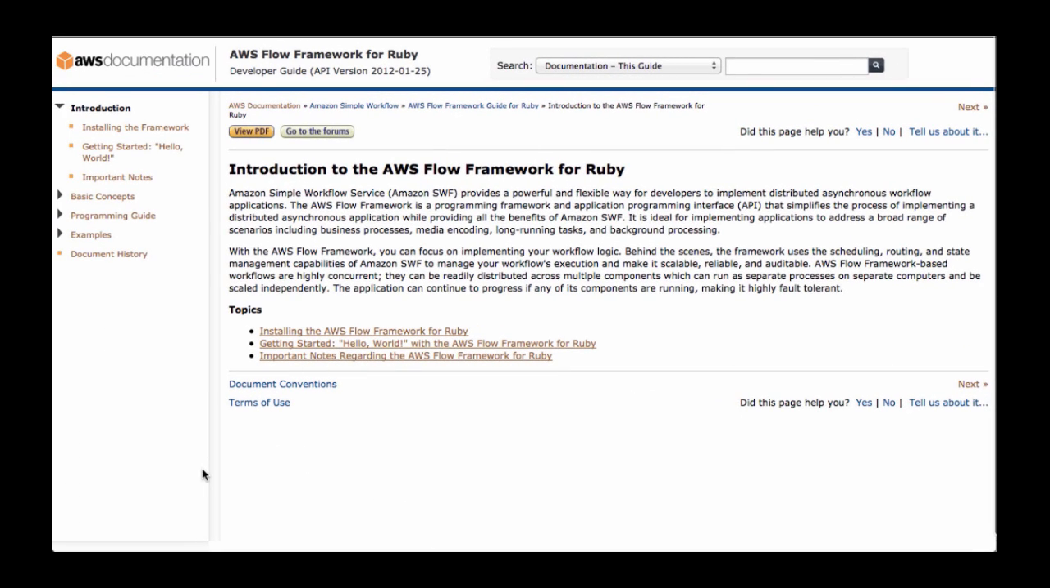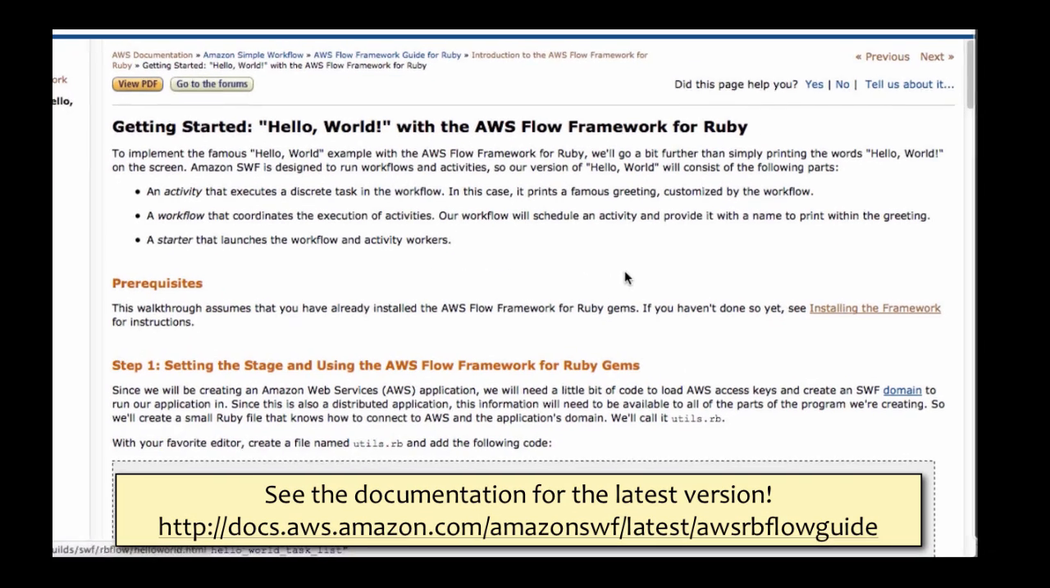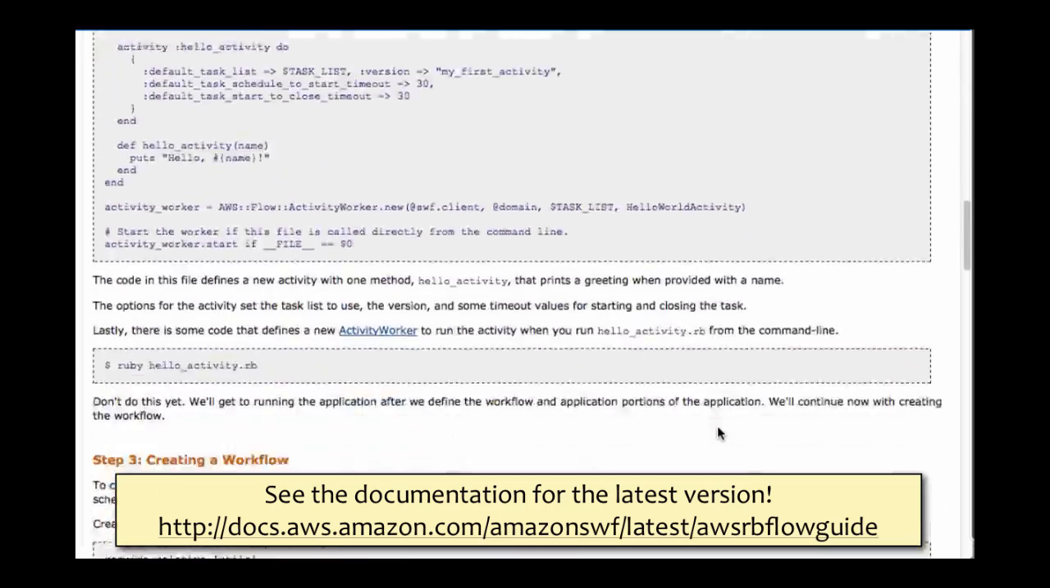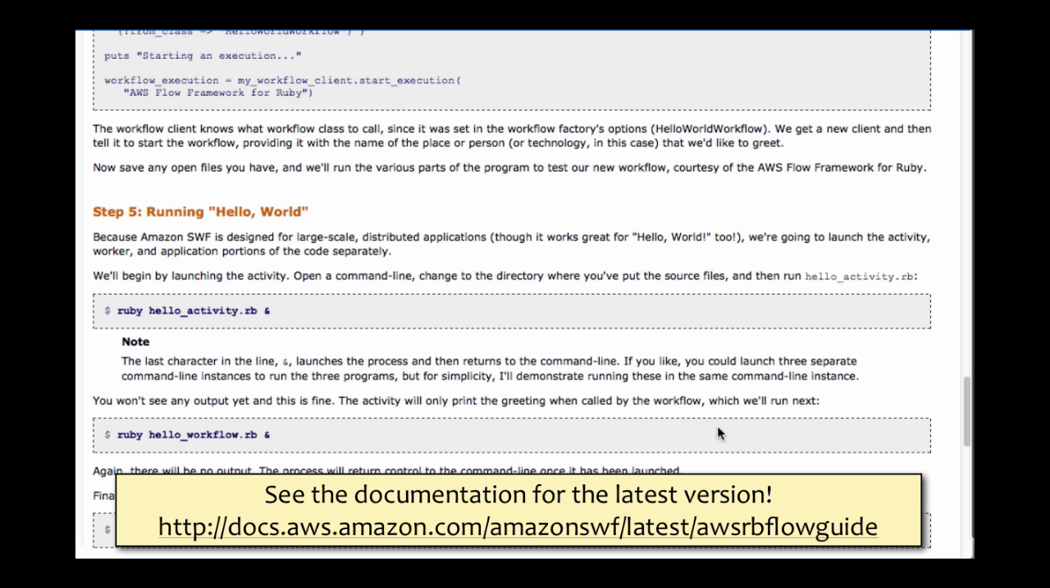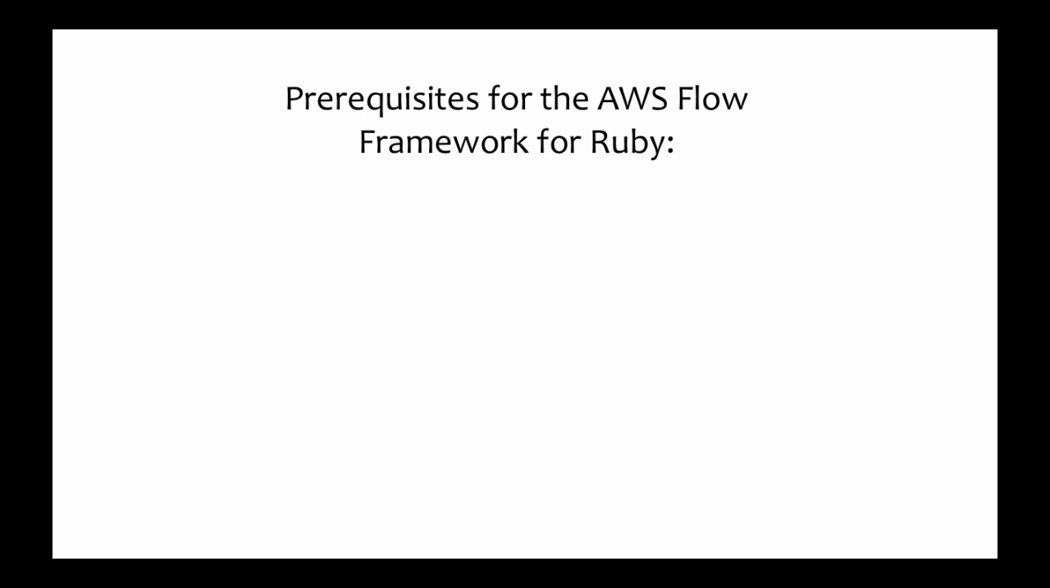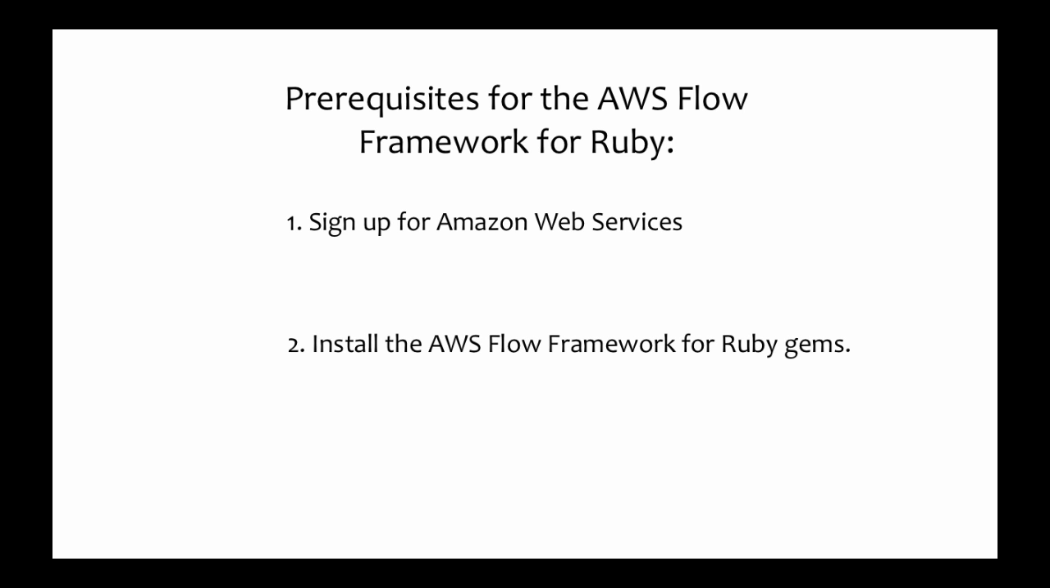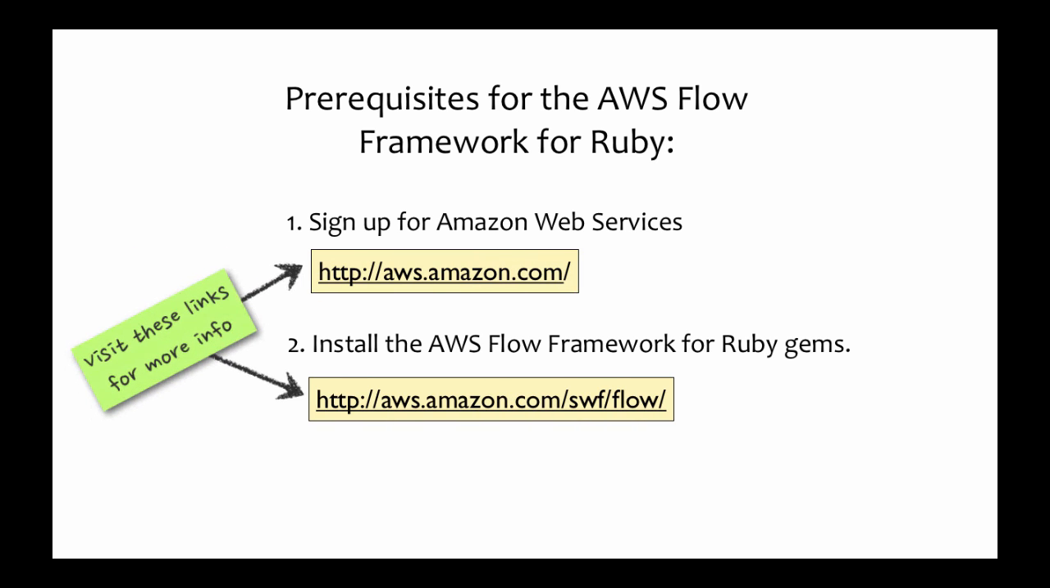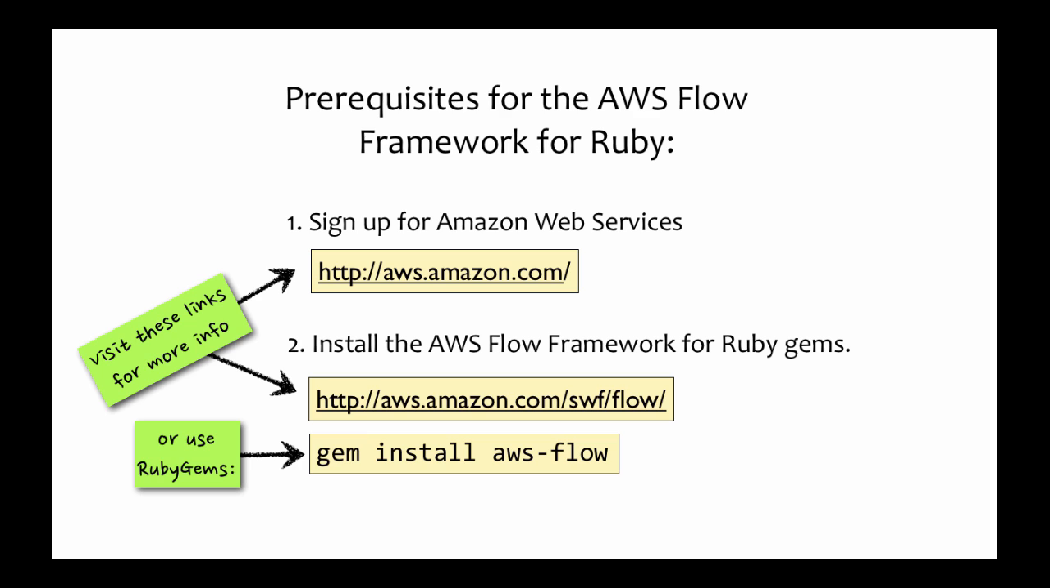The video follows an example that is also present in the documentation. So for the latest written version of this example, see the topic called Getting Started Hello World in the AWS Flow Framework for Ruby documentation. You don't need to write any code to understand the example in this video, but if you want to follow along and execute the example on your own while watching the video, you'll need to first sign up for AWS and install the AWS Flow Framework for Ruby Gems. Because we have limited time, I won't go into the details of how to perform each of the steps here, but you can find detailed information on the AWS website at aws.amazon.com.